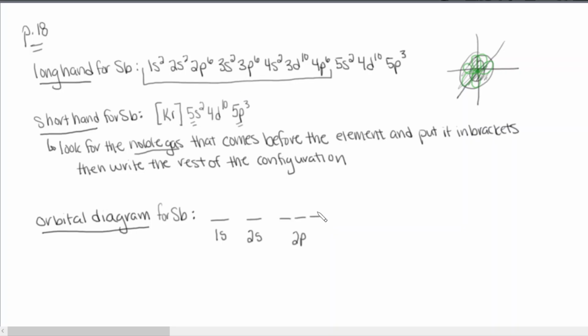Next comes the 3s. So I do one line to represent the 3s. Because remember, an S is a sphere. It just has one shape. It doesn't have a bunch of different orientations. Next comes my 3p. And the p's have 3 orientations. Right? They have the X, the Y, and the Z. Next comes the 4s. So I just do one line for the 4s.